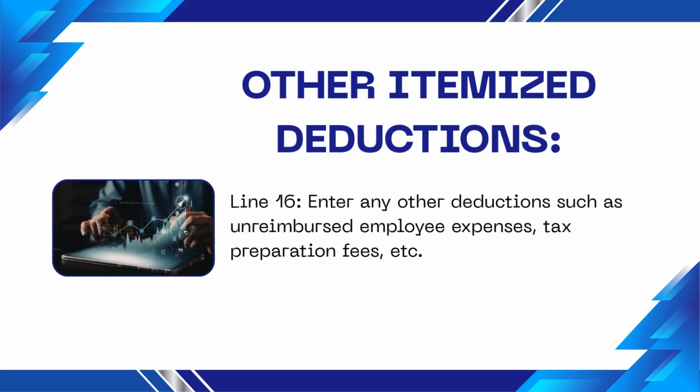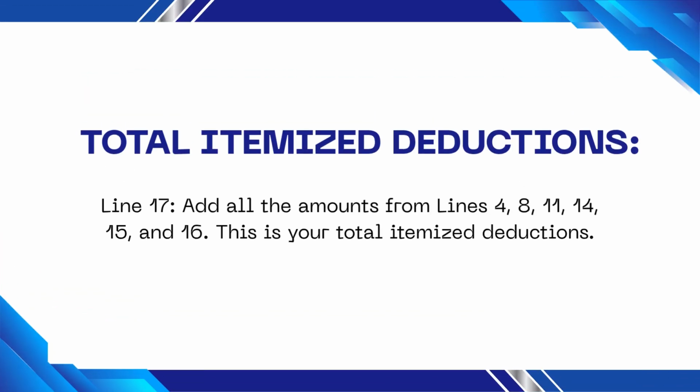Point 6 is other itemized deductions. In line 16, enter any other deductions such as unreimbursed employee expenses, tax preparation fees, etc. Point 7 is total itemized deductions. In line 17, add all the amounts from lines 4, 8, 11, 14, 15, and 16. This is your total itemized deductions.